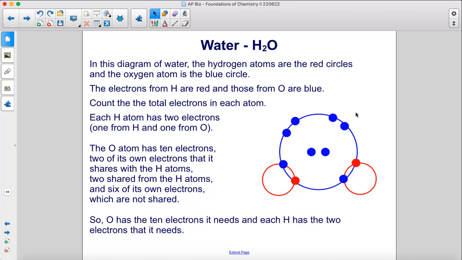In this diagram of water, the hydrogen atoms are the red circles and the oxygen atom is the blue circle. The electrons from hydrogen are red and those from oxygen are blue. Count the total electrons in each atom. Each hydrogen atom has 2 electrons, one from hydrogen and one from oxygen. The oxygen atom has 10 electrons, 2 of its own electrons that it shares with the hydrogen atoms, 2 shared from the hydrogen atoms, and 6 of its own electrons which are not shared. So oxygen has the 10 electrons it needs, and each hydrogen has the 2 electrons that it needs.